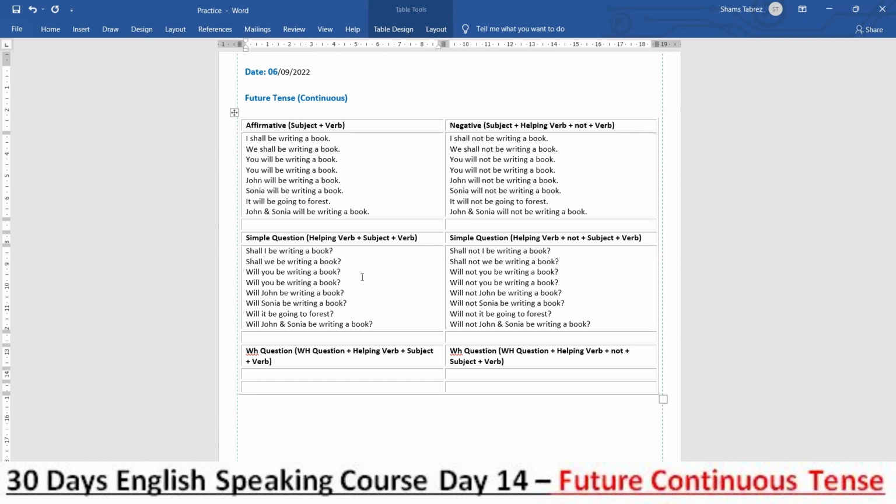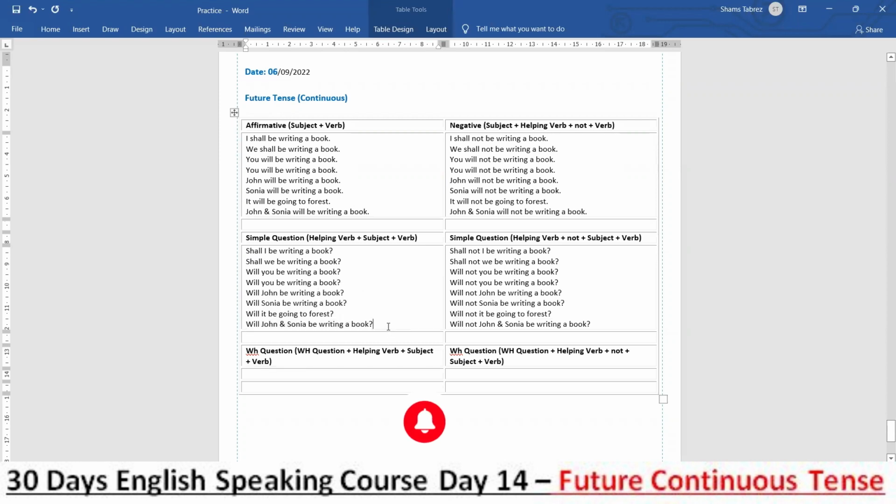Yes, we shall be writing a book. Will you be writing a book? क्या आप एक बुक लिख रहे हैं? बुक लिखे होंगे? Yes, I will be writing a book. हाँ, मैं एक बुक लिख रहा हूँगा. Right? That is the translation. And if it is negative, no, I will not be writing a book. नहीं, मैं नहीं लिख रहा हूँ. Right? Like this. So please read out this one.